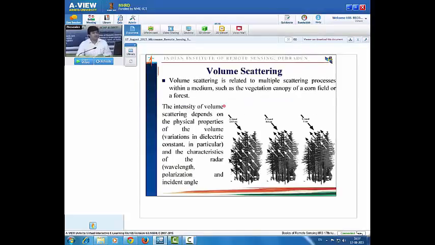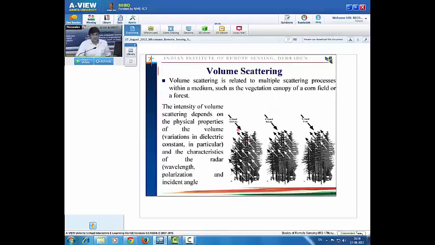Now volume scattering, as we have already talked about. Volume scattering is the phenomenon of scattering contributed by different components of the structure. Like in this case, first the interaction will be from the tree leaf, second the interaction will be from small tree branches, then from big branches, and finally the whole structure will be contributing in scattering. And that type of scattering is known as volume scattering.